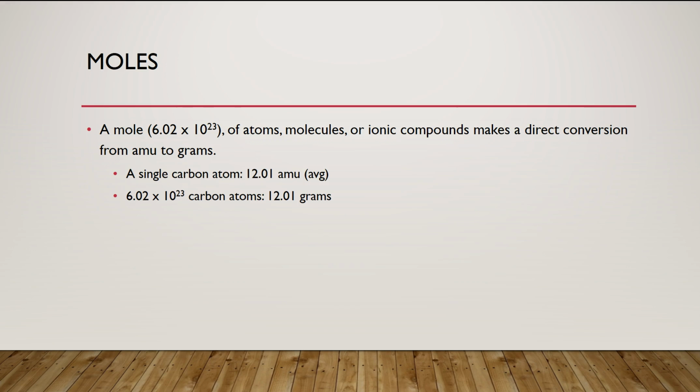So 1 mole of atoms, molecules, or ionic compounds makes a direct conversion from AMU to grams. If I know how many grams of a chemical I have, I can work backwards to figure out how many atoms or molecules or formula units I have. I will show you how to do that shortly. But that's why we have to use this term moles. It's an intermediate that allows us to move from a really abstract idea of an atom or molecule into something we can see and measure.